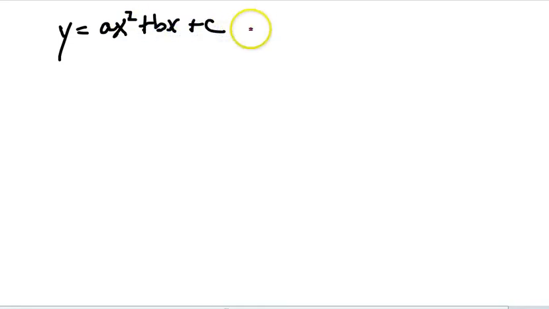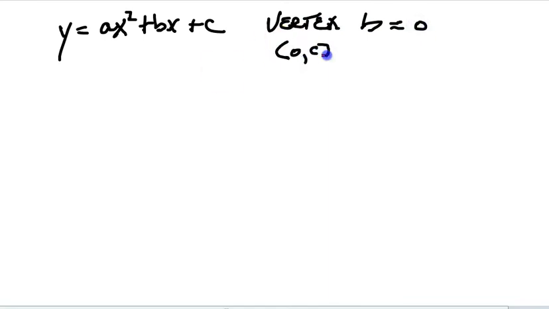But right now what I wanted to do, if I can get my software working properly here, is to take a look at why, when we have a quadratic equation, of course in the form ax squared plus bx plus c, the vertex, when b equals 0, is going to be at (0, c). Well, let's look at the formula for a vertex.